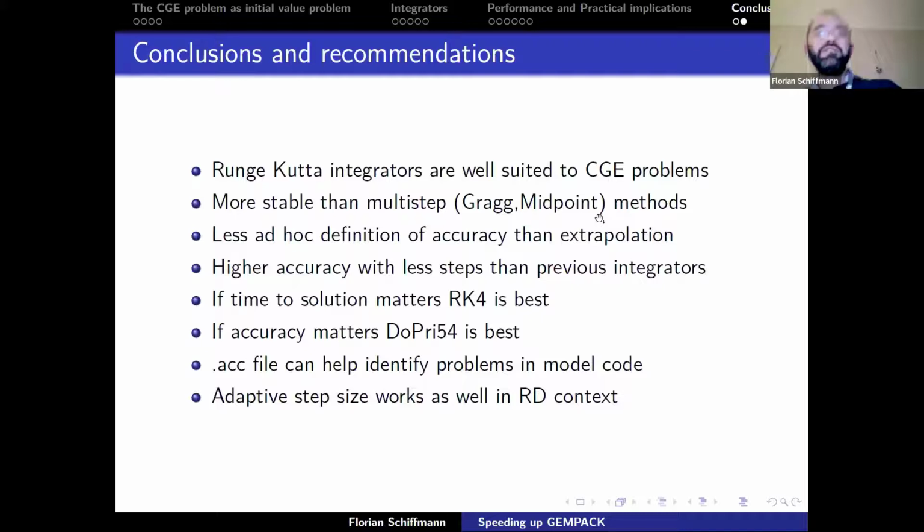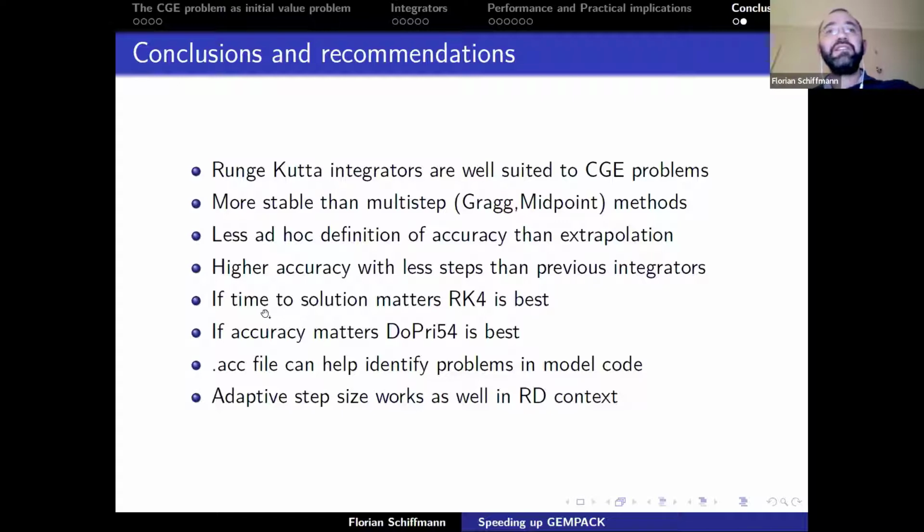Okay, quick to the conclusions. I had to rush a bit, I'm sorry. As I said, they are well suited, they are more stable than Gragg and midpoint. We've got now a very well-defined accuracy. We had the adaptive step size in a sense for the 2, 4, 6 methods as well, but that was a bit ad hoc in the way the error was defined and the step size adjustment, so that is now great.